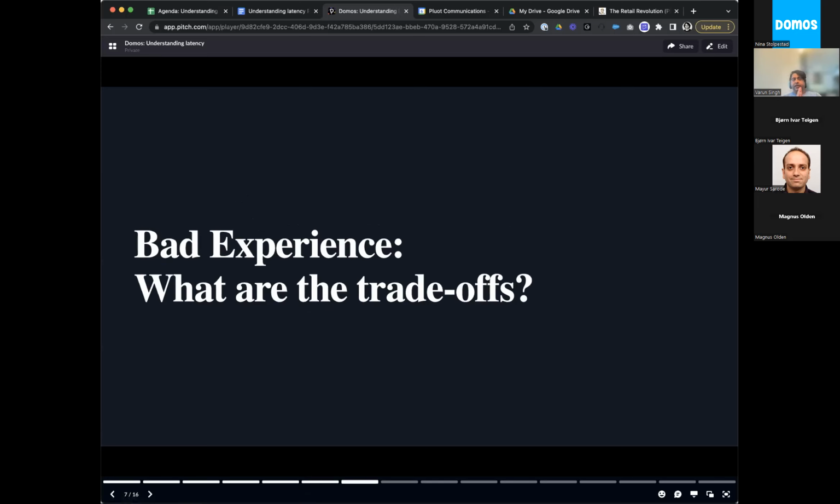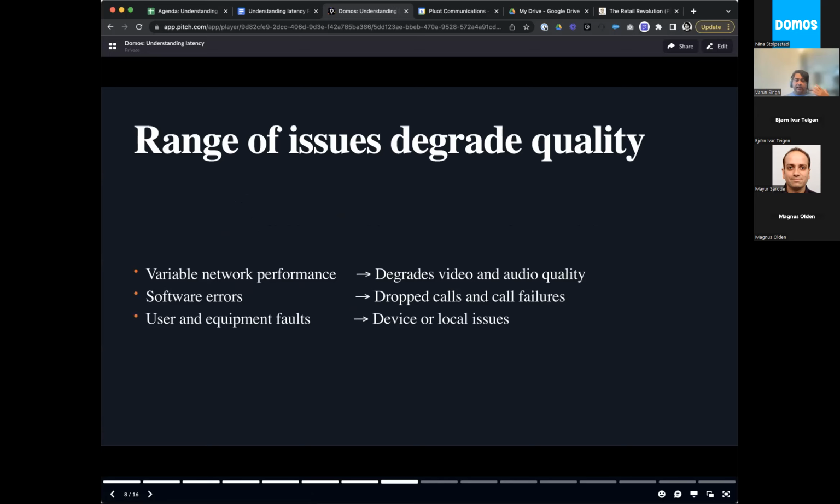But we don't build our systems for the best experience. We're actually building in many cases for the worst or bad experience. And there are trade-offs as a consequence of that. And there's a bunch of things that degrade quality even once you've made the trade-off. You're saying, I want low latency, I'm willing to trade off the highest quality for some optimal quality.